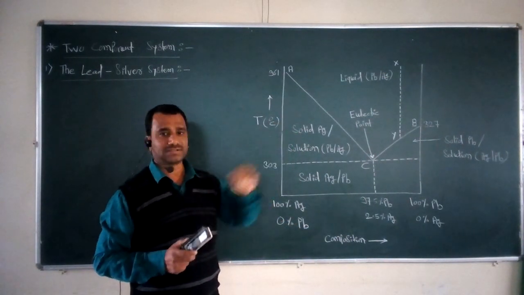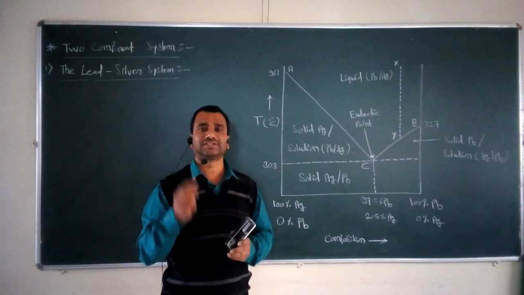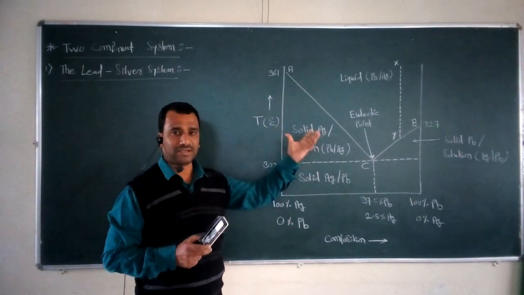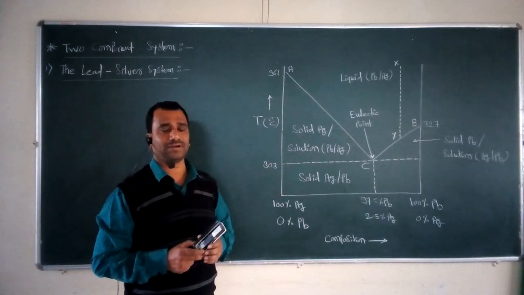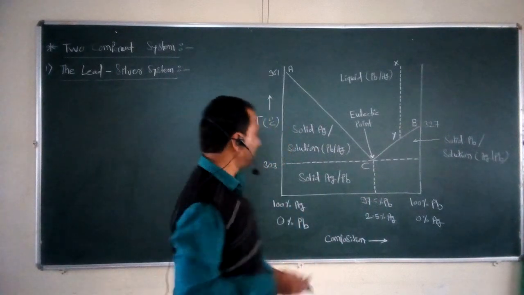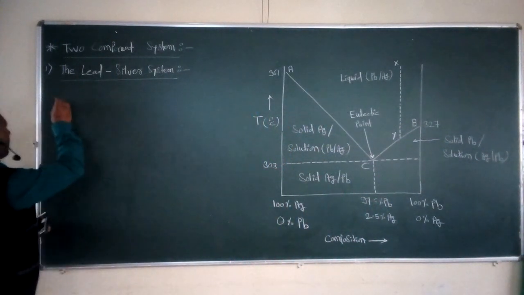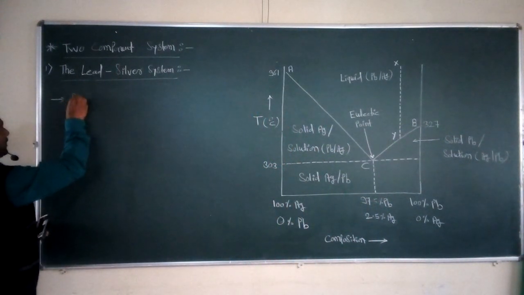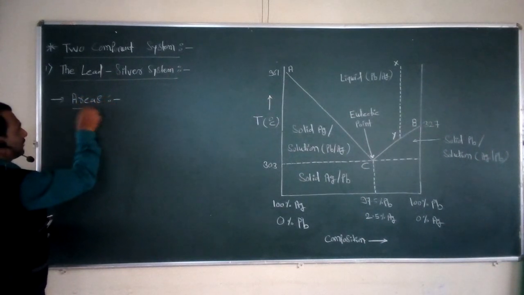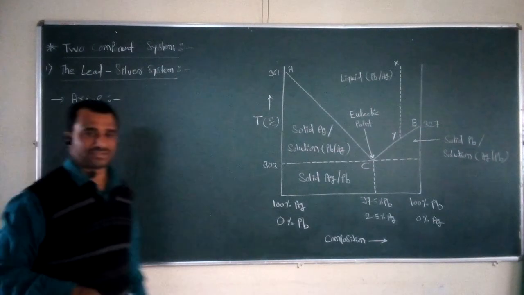So this phase diagram consists of three important parts. The first important part is the areas. So how many types of areas are present, that we have to study here.